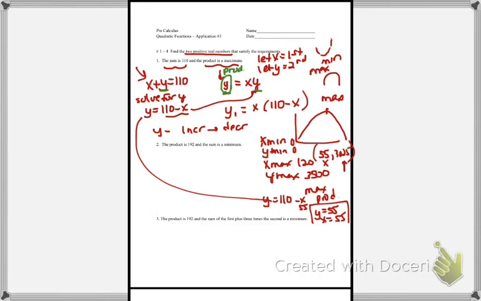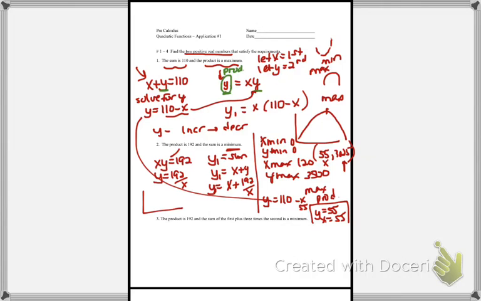Those are your answers. When we do a minimum, it has the same pattern, but now in your y1 is whatever you decide to do here, your sum. So your product, xy, is 192, and your sum is x plus y. So come in this one, solve for y, divide both sides by x, and substitute out that y. So x plus 192 over x.